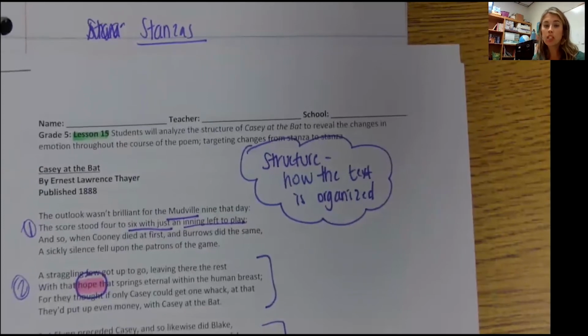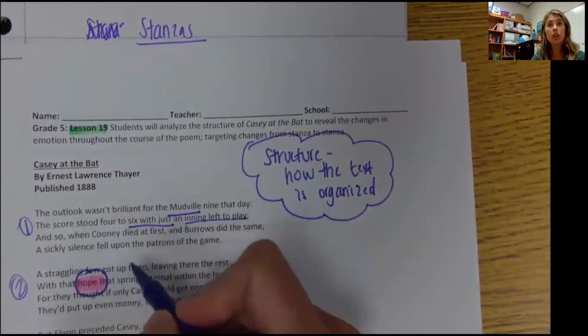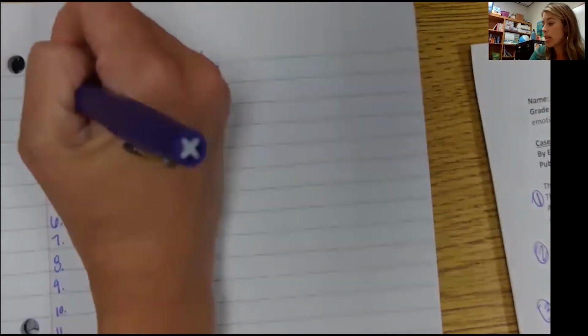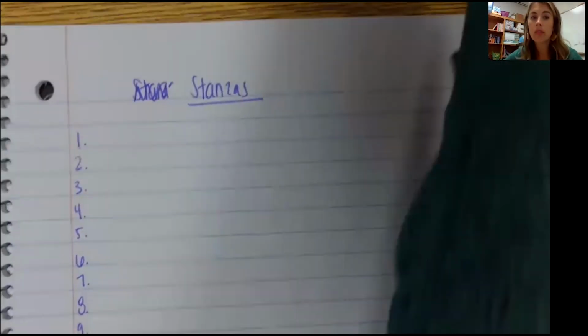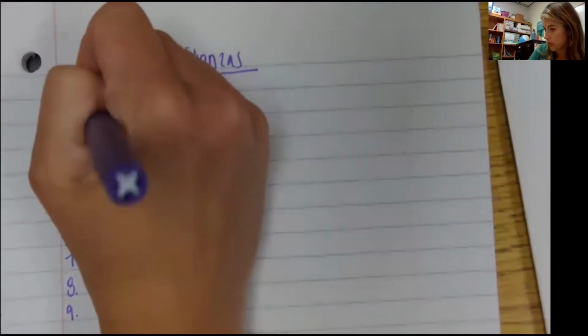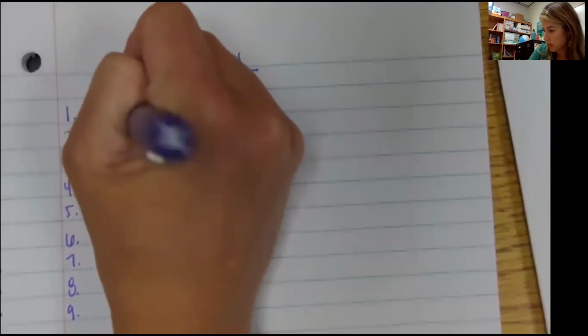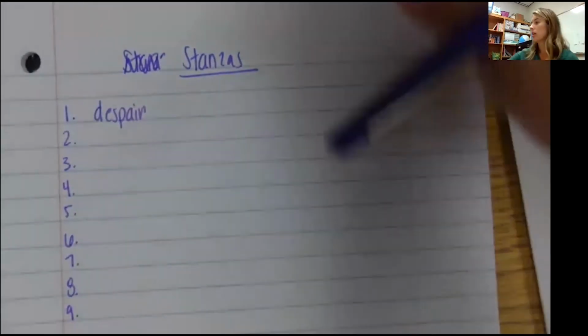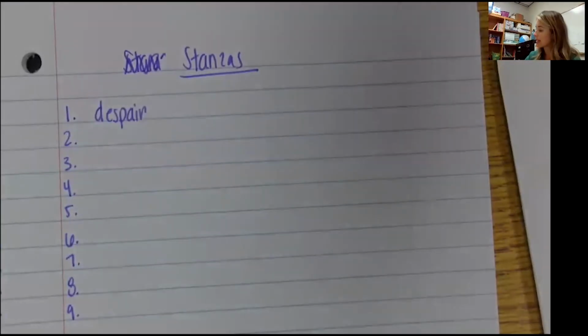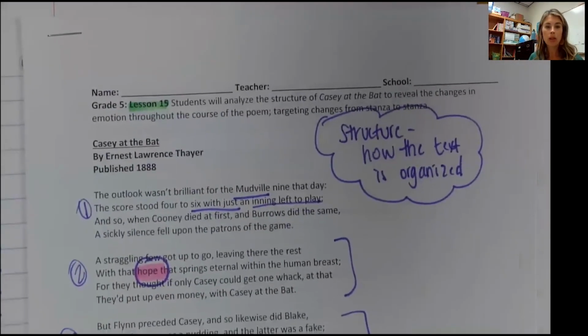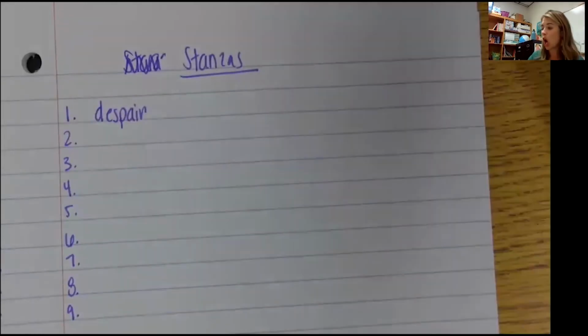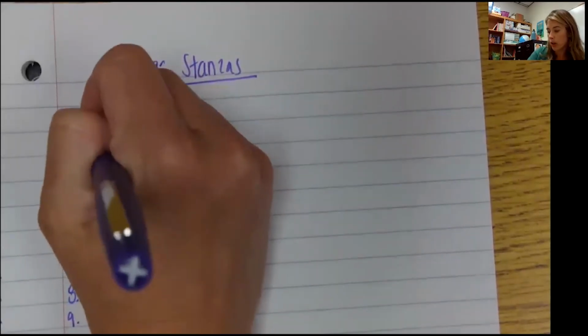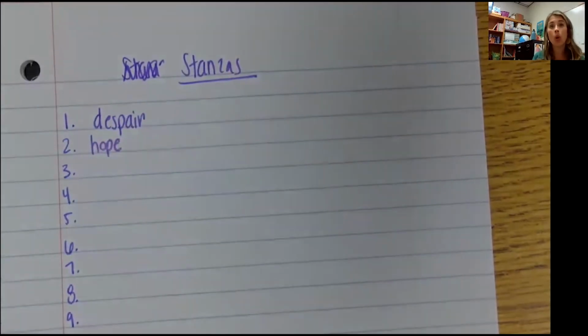Yes, they were feeling despair because the two players up to bat already struck out and they're losing. So in here, I'm going to put the word, I'll zoom in for you, despair. That's how the fans are feeling, despair. Now, what about in stanza 2? A straggling few got up, the hope that springs eternal, they put up even money. I think they're feeling hope because they say the word hope there. Stanza 2, they're feeling hope because hopefully Casey might get up to bat.